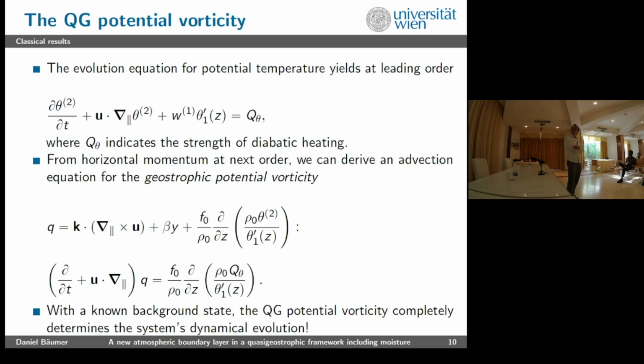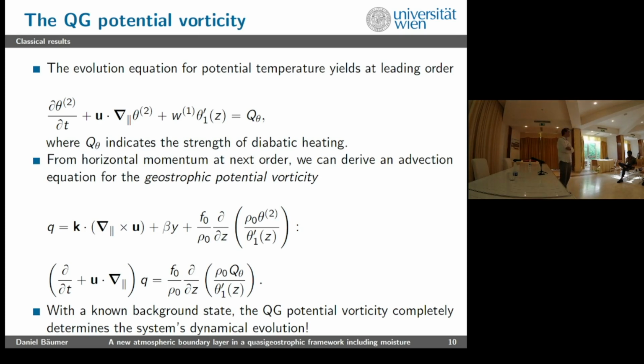And then it's also quite easy to see, since in this instance, at leading order, the horizontal divergence vanishes, we obtain the pressure as a stream function for the vertical vorticity accordingly. And if we then determine the pressure with a known background state, this potential vorticity completely determines the system's dynamical evolution. Right, so this is a very nice mathematical property of the system.